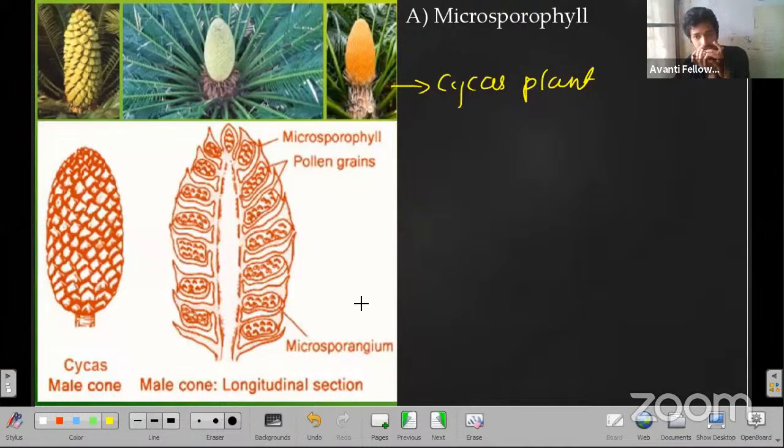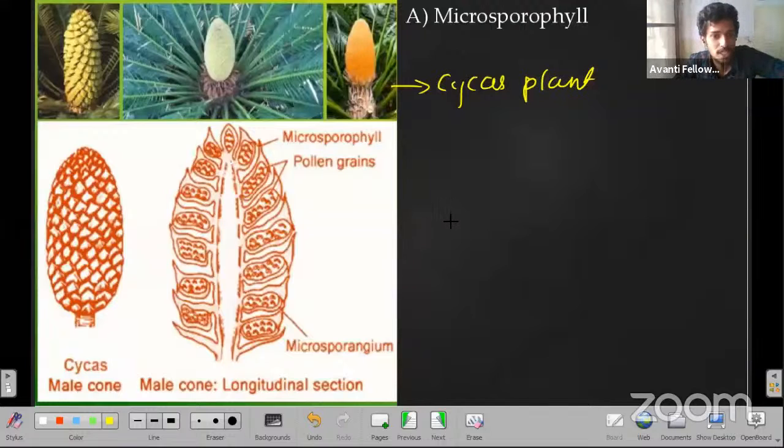Pollen grains are haploid. Yes, obviously it should be haploid because it's a spore, right? Spores are always haploid. Yes, sir, it's the gametophyte form. No, Manvita, we'll come to that. Wait for that. So who has read about heterospory? Think about this easily.